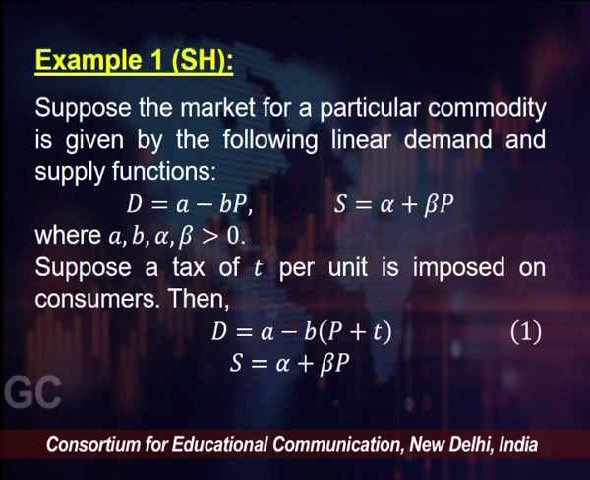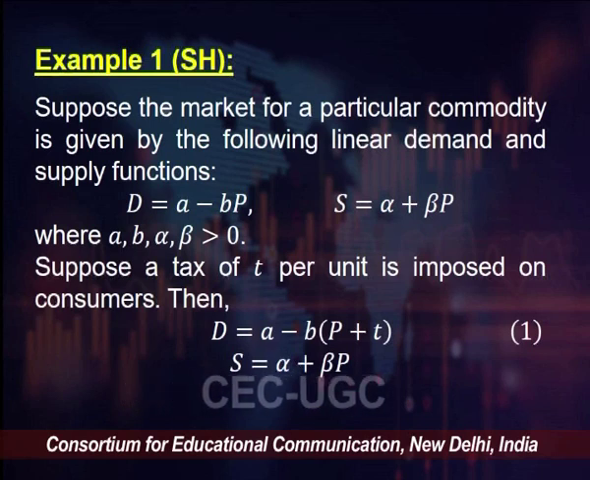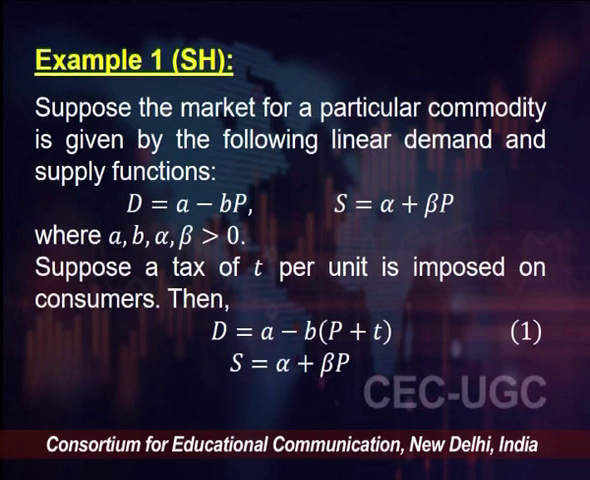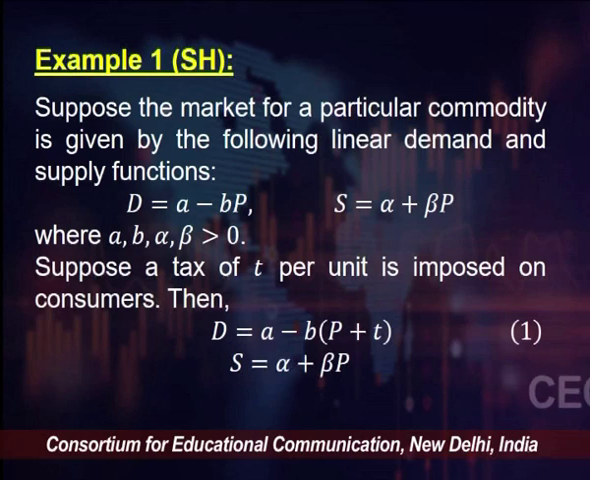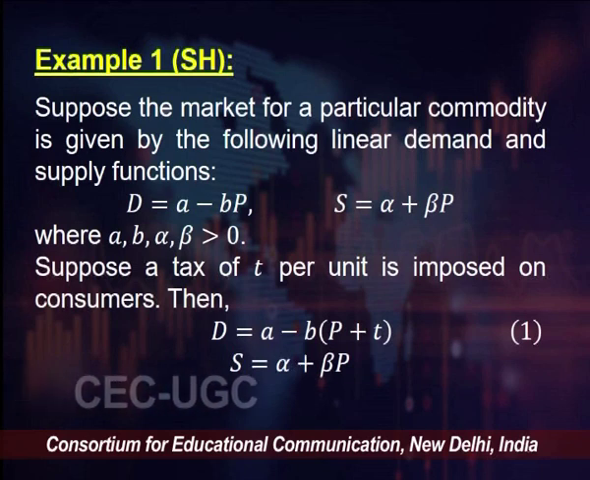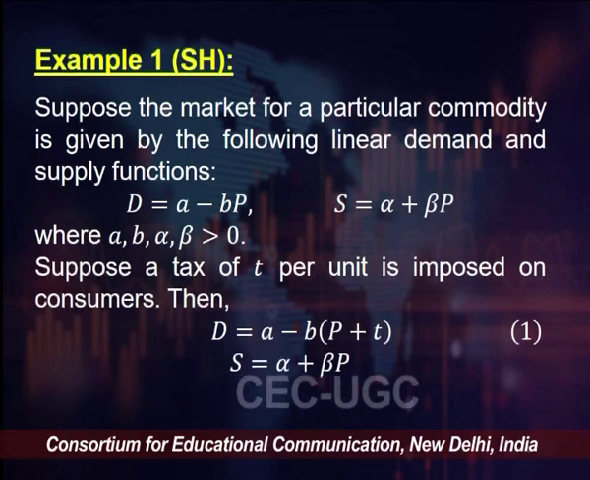The parameters here of the demand function are A and B, as you can see, and the parameters of the supply function are alpha and beta. We are going to assume here that A, B, alpha and beta are all positive.